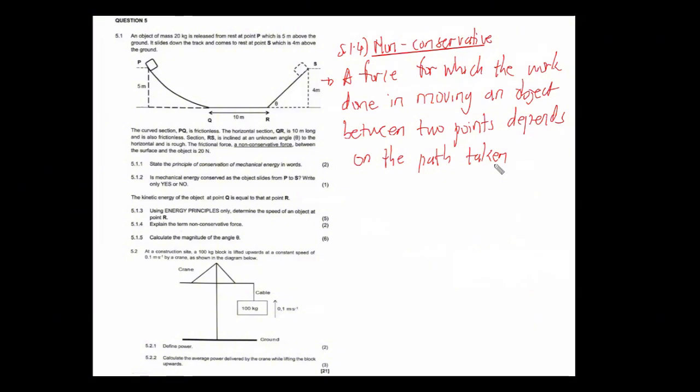Then, okay, we have 5.1.5, which says, calculate the magnitude of the angle theta. How many marks do we have? 6 marks. So note that here we don't have theta. Even if we were trying to calculate the displacement, we are also not given the displacement for this point. So at this point, we need to consider sine theta is equal to h over delta x. In order to find theta, we have to know both the height and the displacement.